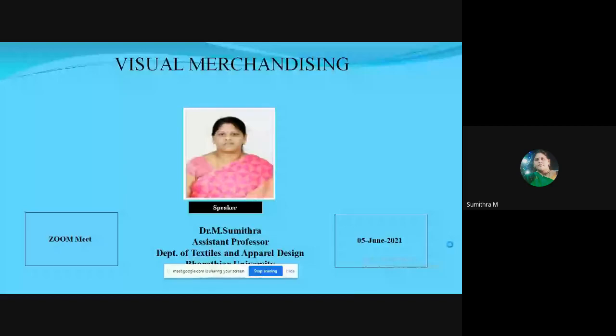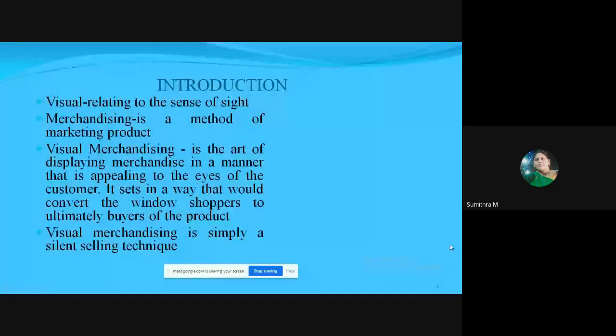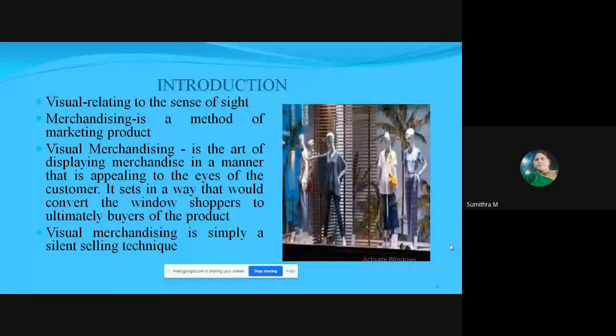And today's topic is about visual merchandising. Visual means seeing. Merchandise means a product. Visual merchandising means displaying a product in a shop or in a particular storeroom to attract the customers. The product must be displayed in an attractive manner with the help of backgrounds, colors, props, etc.